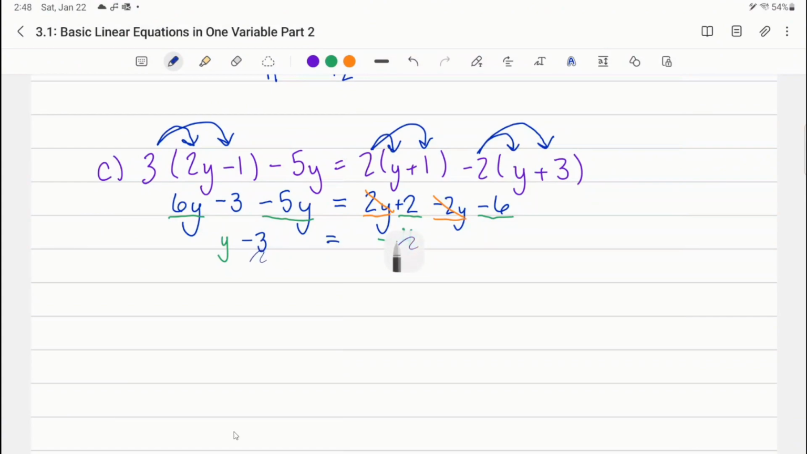Then, to solve for y, we add 3, add 3. So we get y equals, and again, they're different signs, so technically I'm subtracting. 4 minus 3 is 1. Since the 4 was larger and it's negative, though, our answer is -1.